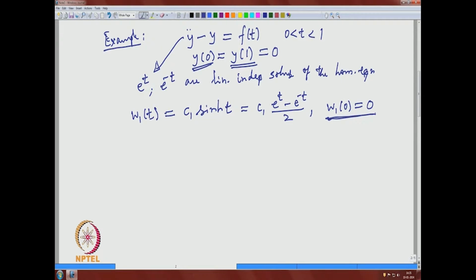And similarly, at t equal to 1, this will do: sinh(1 minus t). Again, when you expand this, it is a linear combination of e to the t and e to the minus t, hence it is a solution of the homogeneous equation, and at t equal to 1 this is 0.